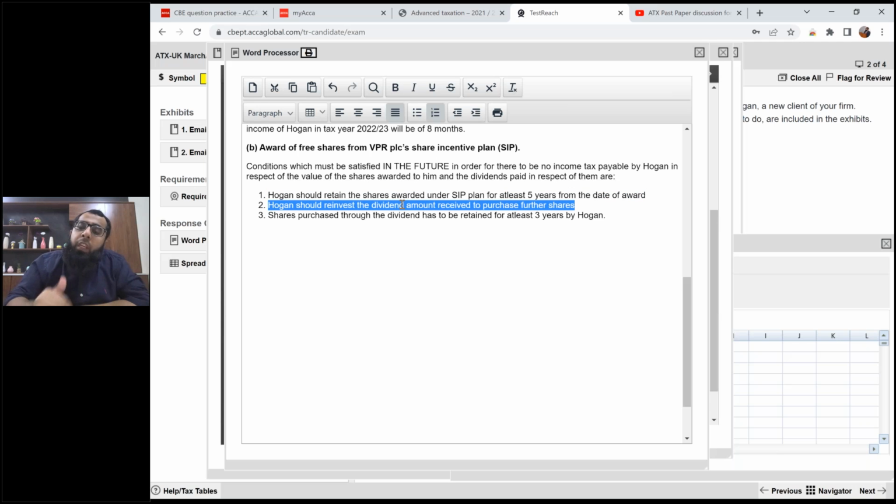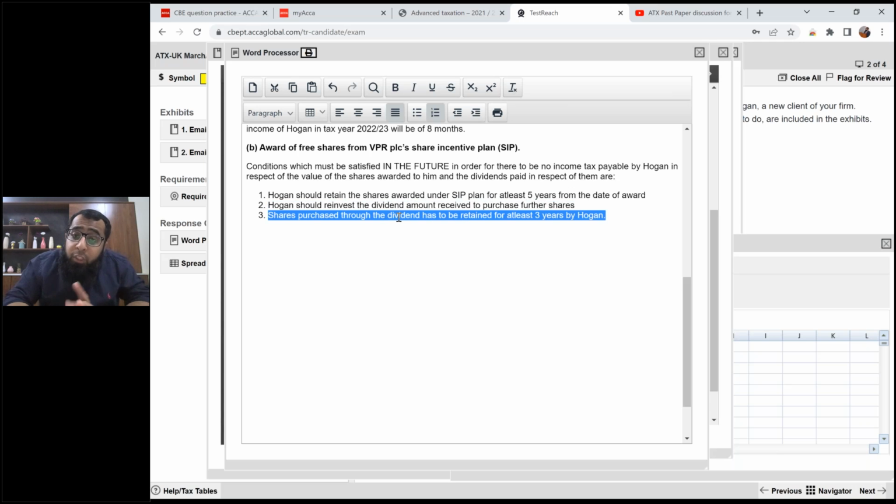Okay. If you reinvest the dividend amount to purchase further shares, there is no tax. The shares purchased through dividend have to be retained for 3 years. Now, this is one of the points where a student can make an error, because normally students don't remember this rule: the holding period requirement is 5 years for normal SIP shares, but for the shares purchased through dividend, this requirement is 3 years.